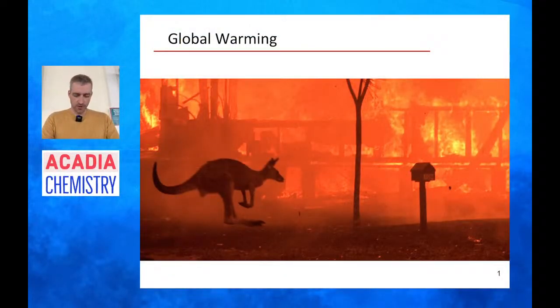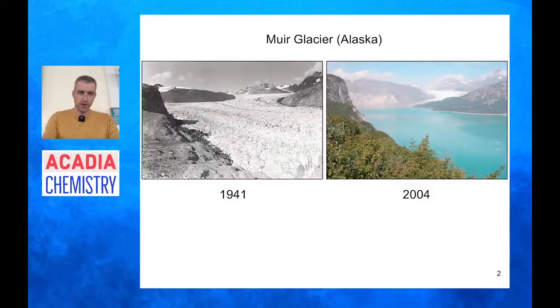This is a picture from last winter. This was, well, our winter, their summer. This is the Australian wildfires, which is just one example of one of the consequences of global warming. So I'm going to show you a couple of pictures just to give you an idea of what we're talking about and the scale of what we're talking about when we're discussing global warming.